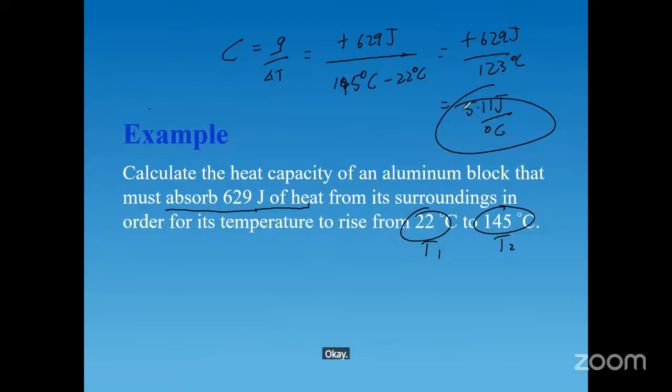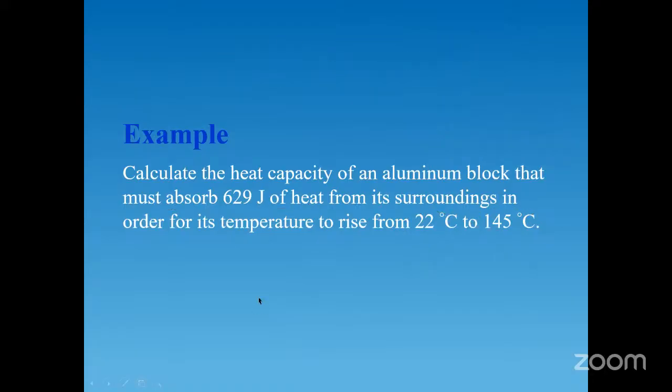Okay, any questions about this? Any questions about this example? Any questions? Okay, so clear this. Let's go down to the next slide.